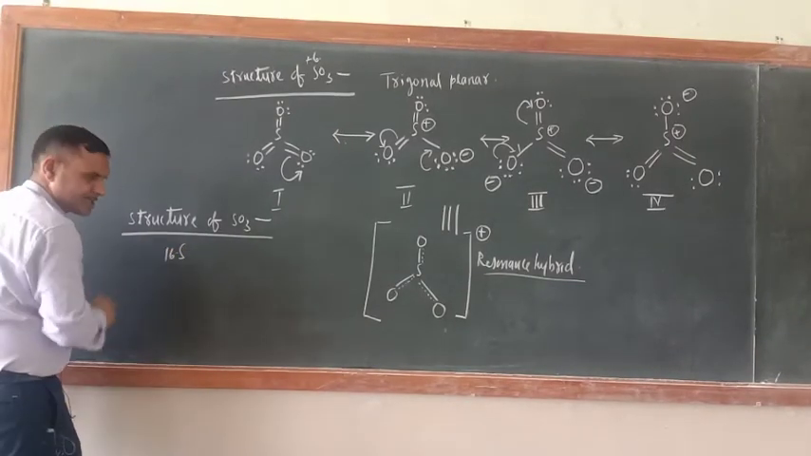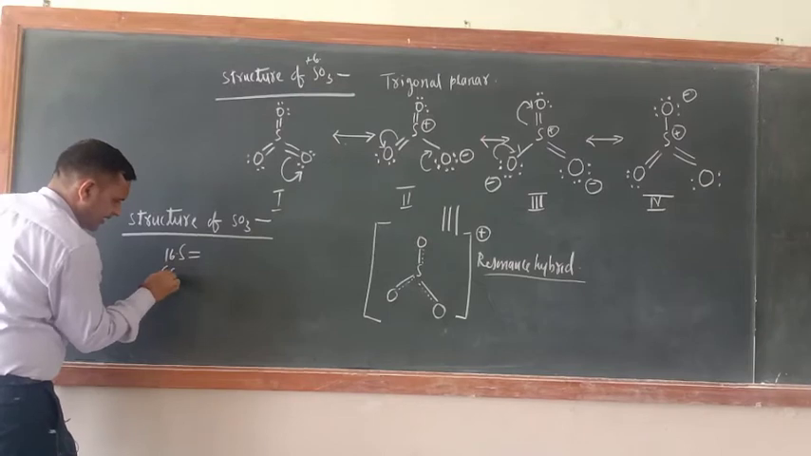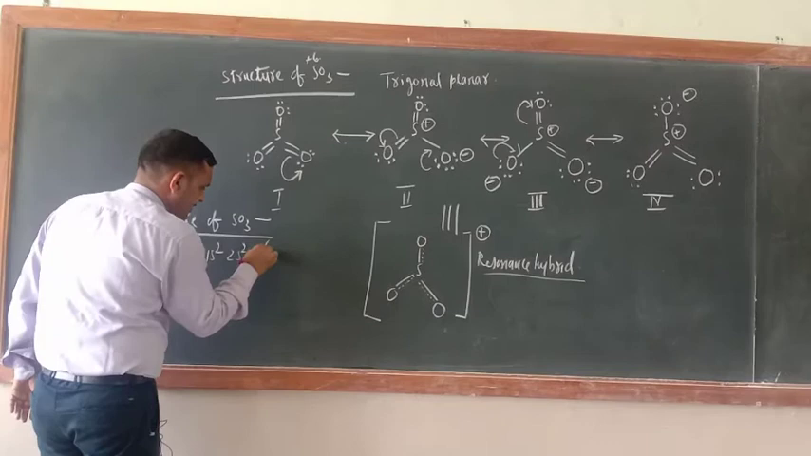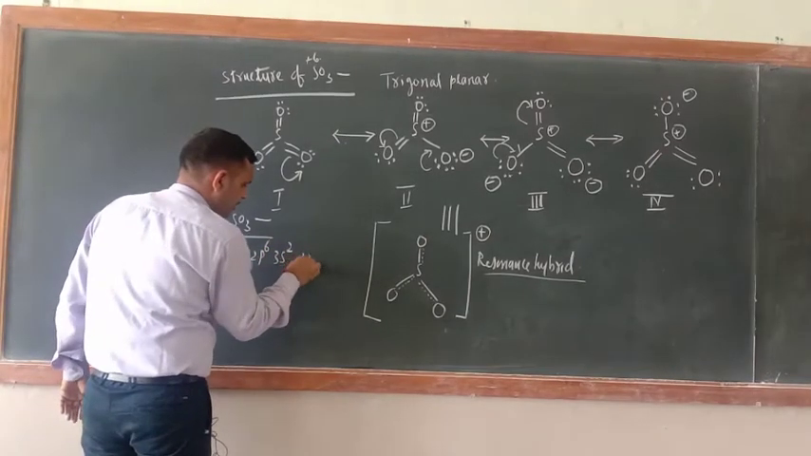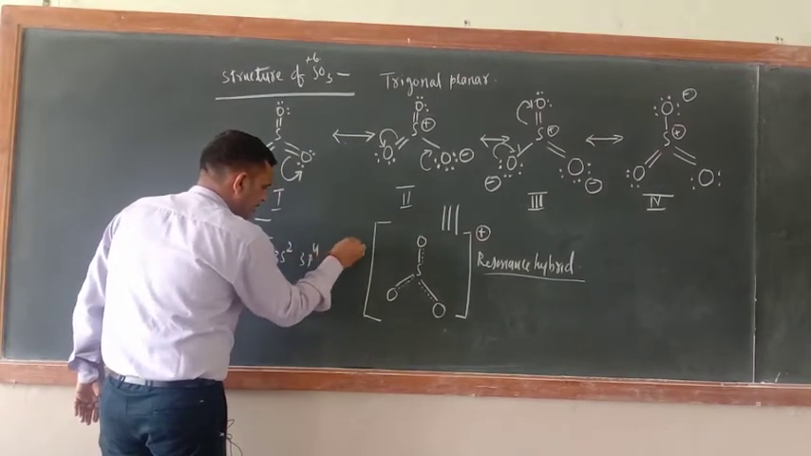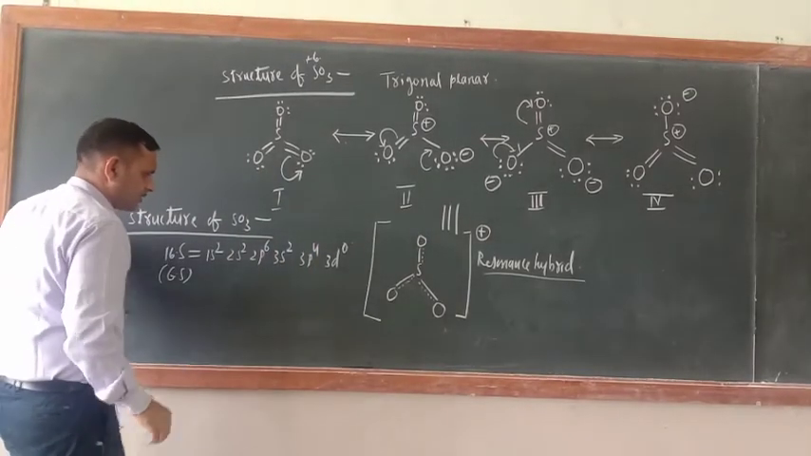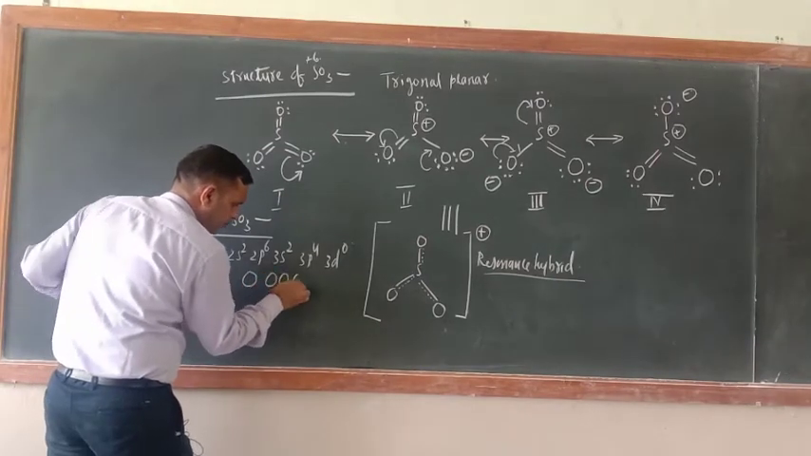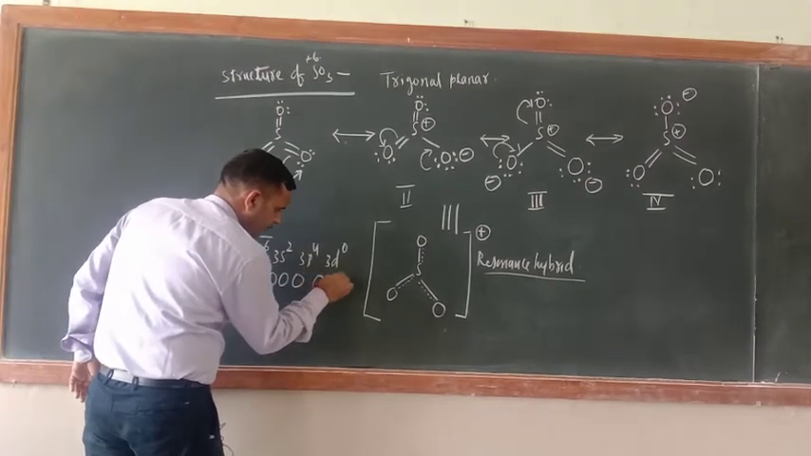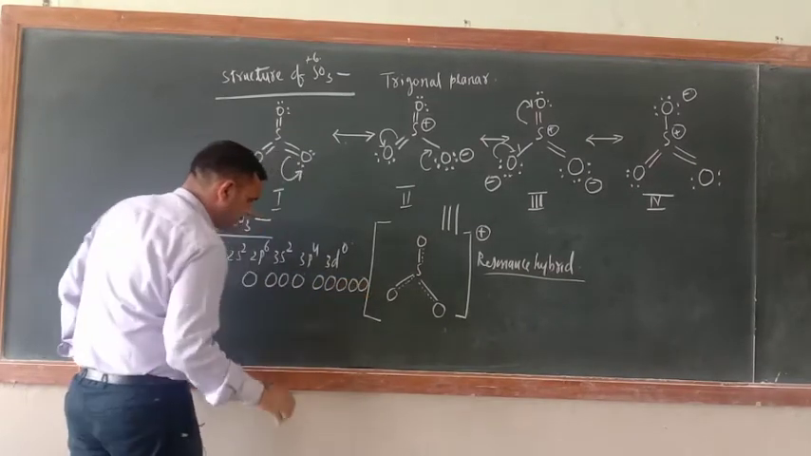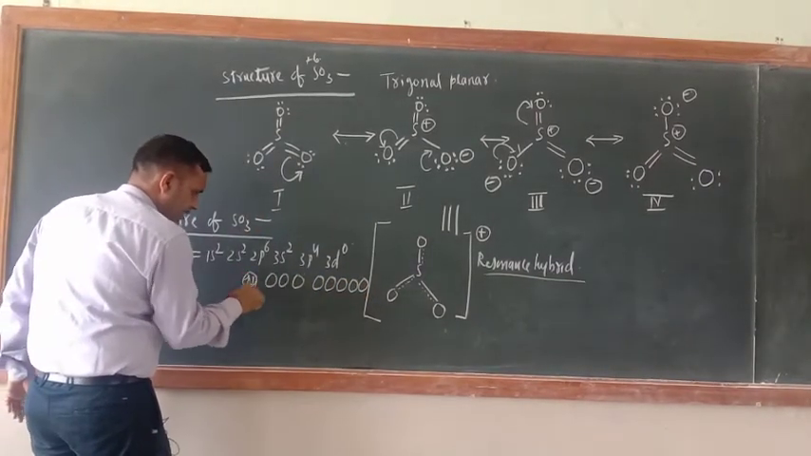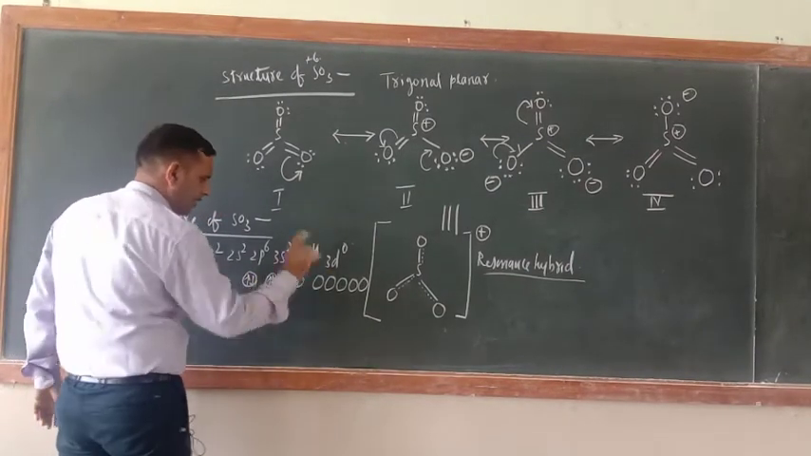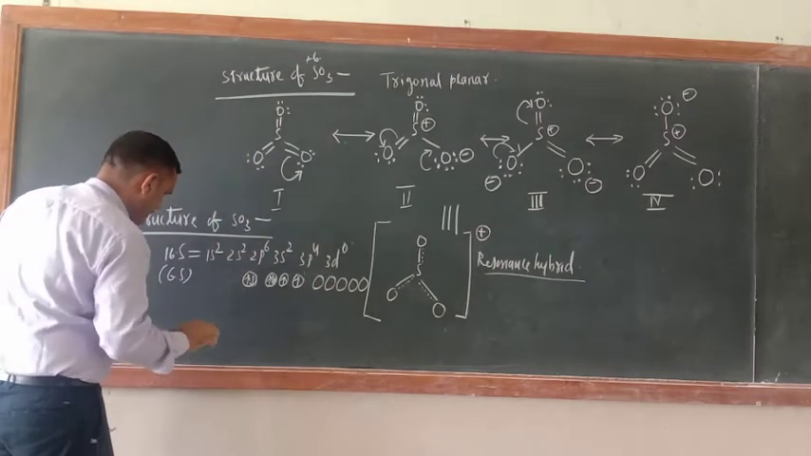Now to explain the structure, just see. Sulfur is 16. In the ground state the configuration is 1s2, 2s2, 2p6, 3s2, 3p4, 3d0. Here 3s has 2 electrons, 3p has 4 electrons with 1, 2, 3, 4, and the d is 0. This is the ground state.